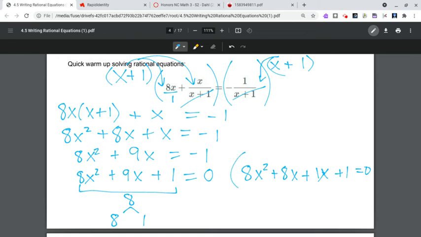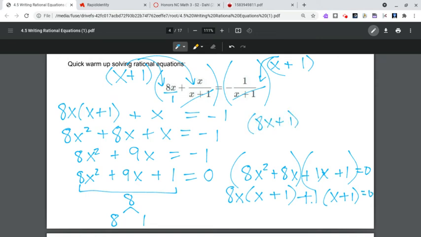Factor by grouping. GCF of the first group is 8x. On the inside is x plus 1. GCF of the second group is positive 1. On the inside is x plus 1. Your factors are 8x plus 1 times x plus 1. When you set your factors equal to 0, you will then get your potential solutions. The first potential solution is -1/8. The second potential solution is x equals -1.